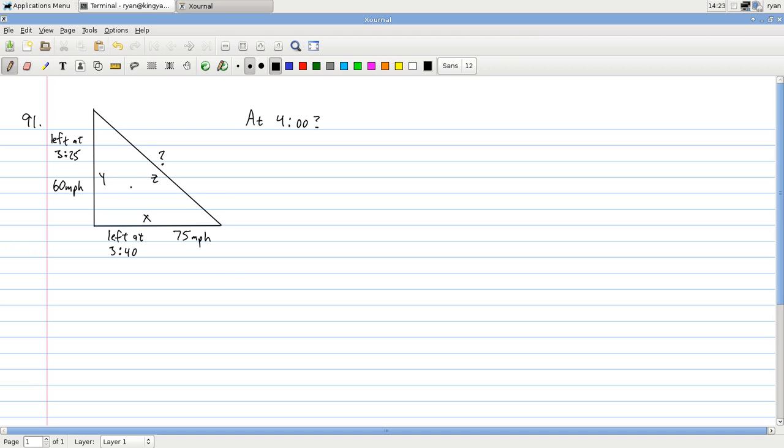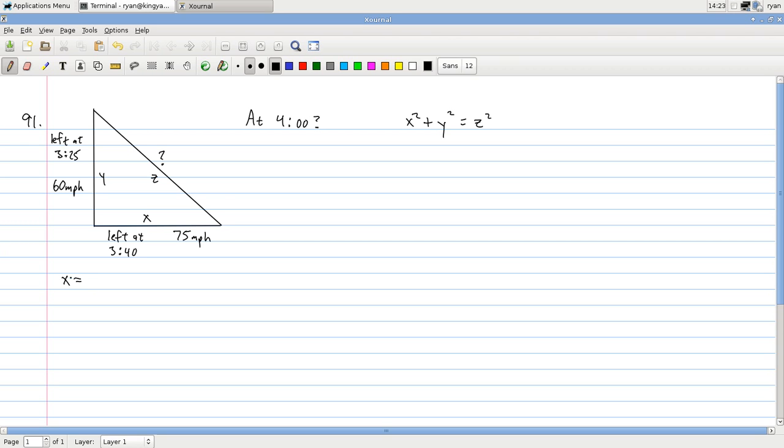And the first thing we notice is this is a right triangle. So we have a relation. You can use the Pythagorean theorem, write x squared plus y squared equals z squared. Now we can plug in the values that we know, although it may take a little work to find these.